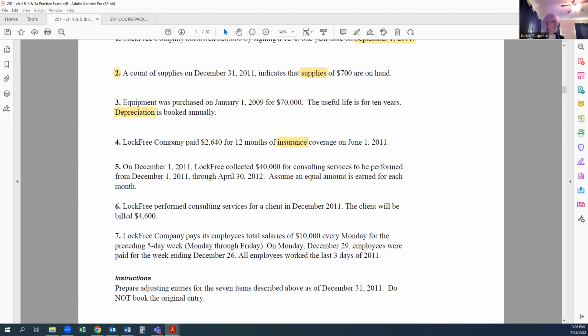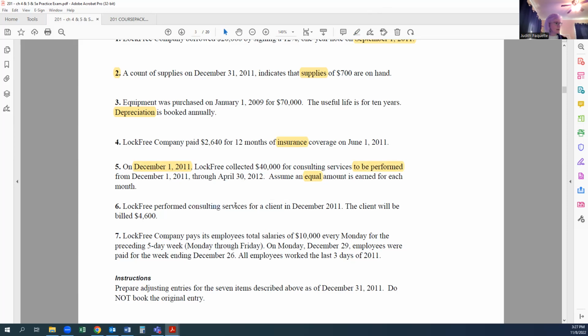And then here we said Lock-Free collected 40,000 for consulting services to be performed. That's a future event from December 1st. And they're saying assume an equal amount is earned for each month. So that's pretty straightforward. You're taking money. The original entry was booked December 1st. Now you're doing the adjusting journal entry. Debit unearned revenue, credit service revenue.